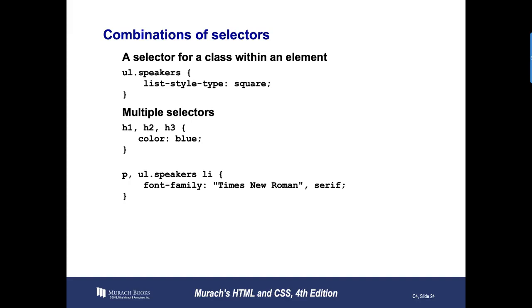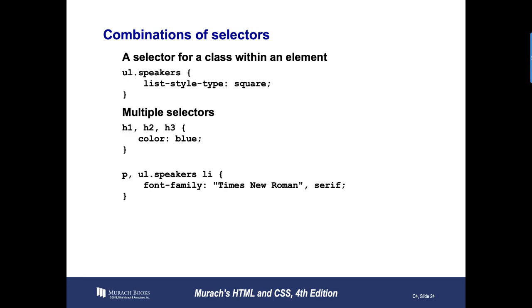And the next one is multiple selectors separated by commas. And that means apply the color blue to H1s or H2s. Actually, it's and. Apply it to H1 and H2 and H3s. All those headings get the color blue. Now, the next one says any paragraph and any UL that has the class of speakers.